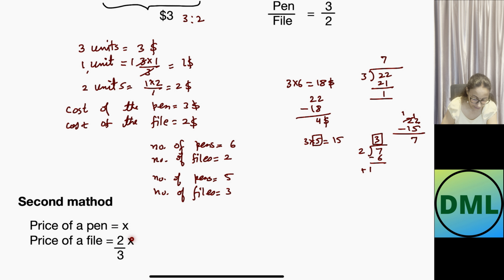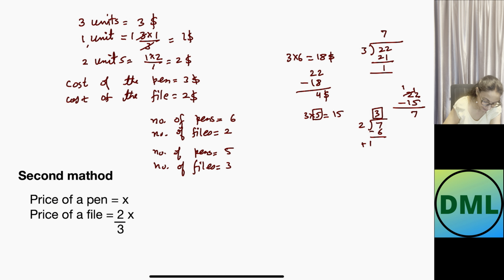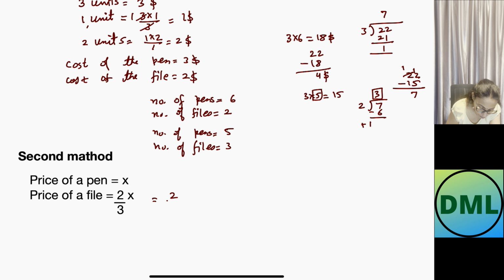If I put $3 in place of X, I will get 2 by 3 of 3. The 3 gets cancelled and it will be $2. This is also dollars. So the price of the file comes out as $2. In the same way, we can solve how many pens and how many files we can purchase from $22. Let's see the next example.